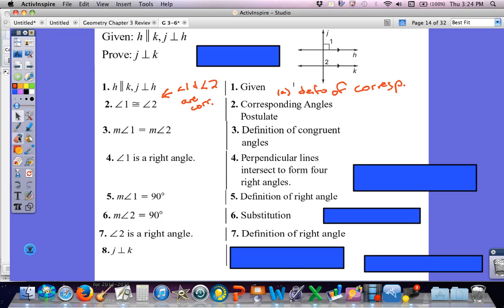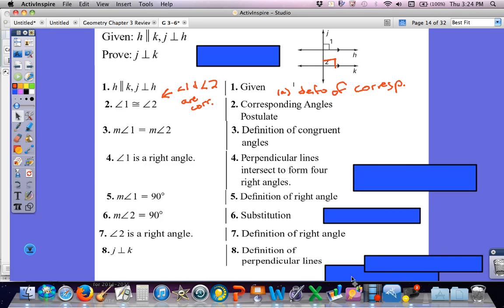And then if this is a right angle, then by definition of perpendicular lines, that's a right angle. So the only thing that I really feel like this proof here was missing is stating, which is kind of the obvious, but you still need to state that angle 1 and angle 2 are corresponding angles.